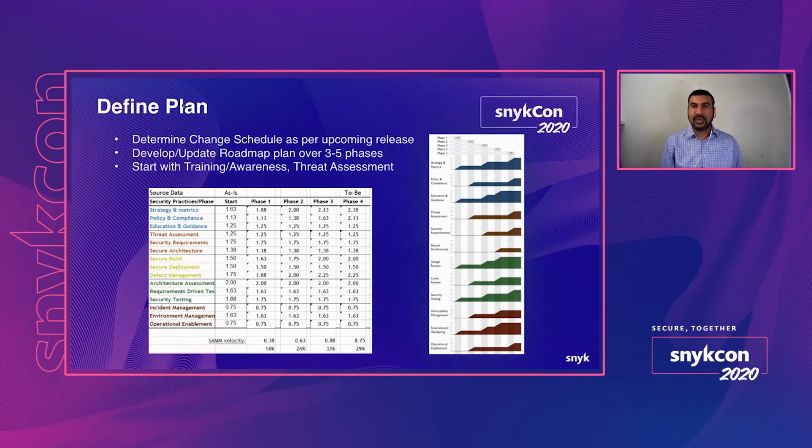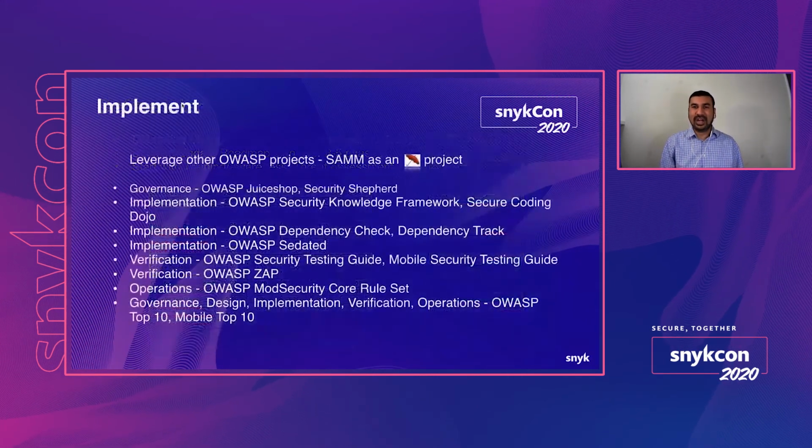Now, once the plan is defined, you start implementation. Implement activities using SAMM 2.0 guide, and leverage other OWASP projects. SAMM aspires to be an umbrella project for all OWASP projects. That means each OWASP project can map back to one of the SAMM business functions and security practices. Here are some example OWASP projects and how they map back to various SAMM business functions. Now, there are OWASP projects that can map to multiple SAMM business functions, such as OWASP Top 10 and OWASP Mobile Top 10 as well.